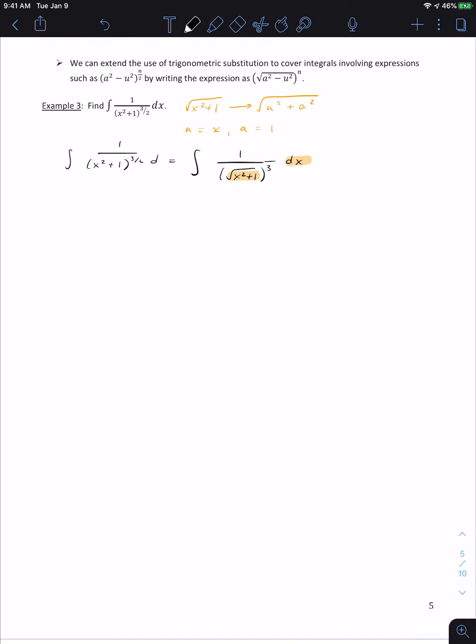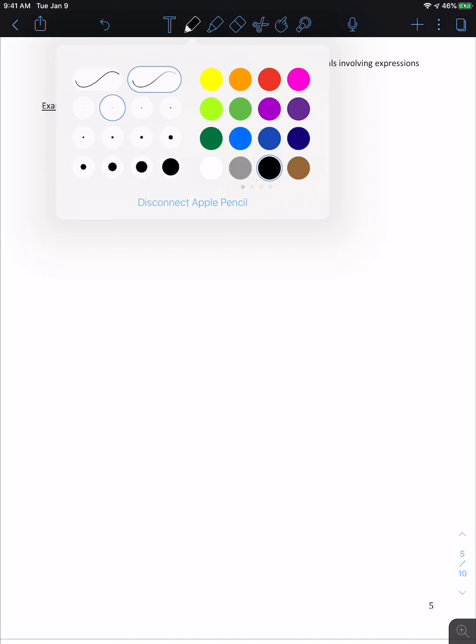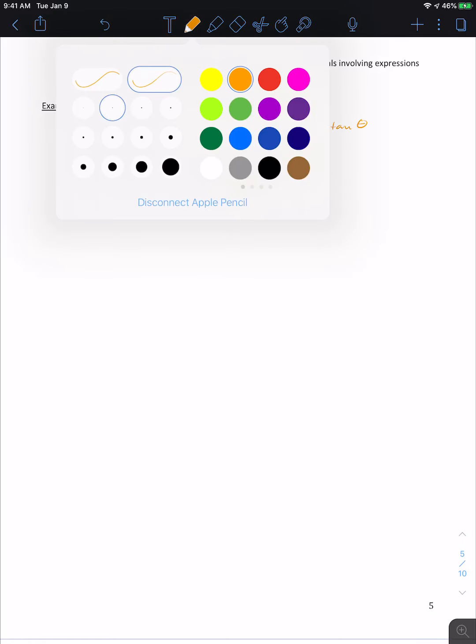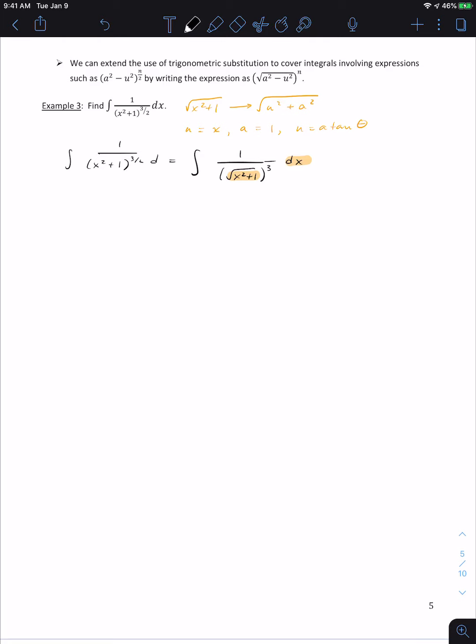So again, our substitution here is, remember, u equals a tangent of theta. So what's our u in this case? Our u is x, and then a is going to be 1, so x equals tangent of theta. All right, so we need the derivative to get dx, so the derivative of tangent is secant squared theta, and then we chain on that d theta. So that is something we're going to be substituting.